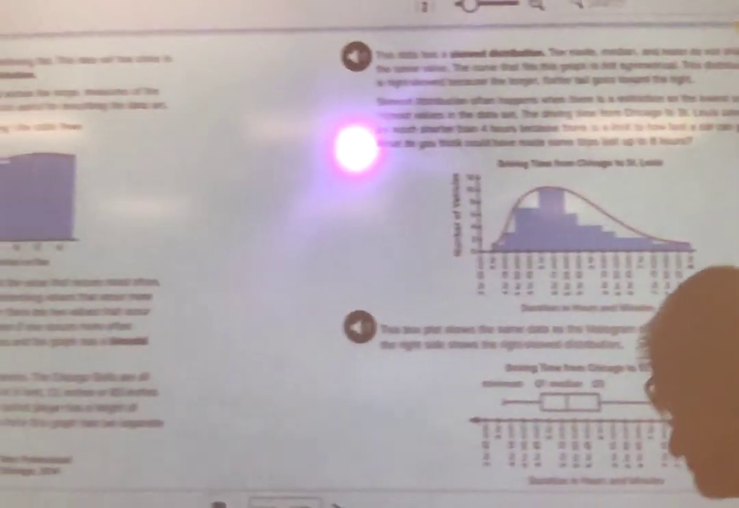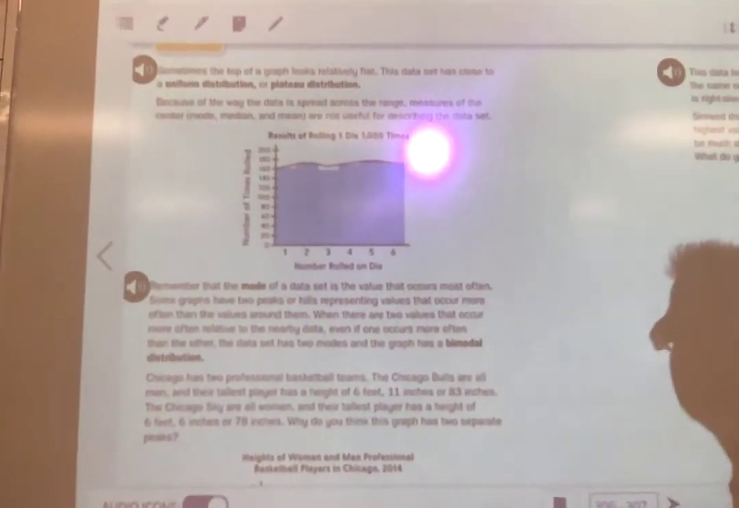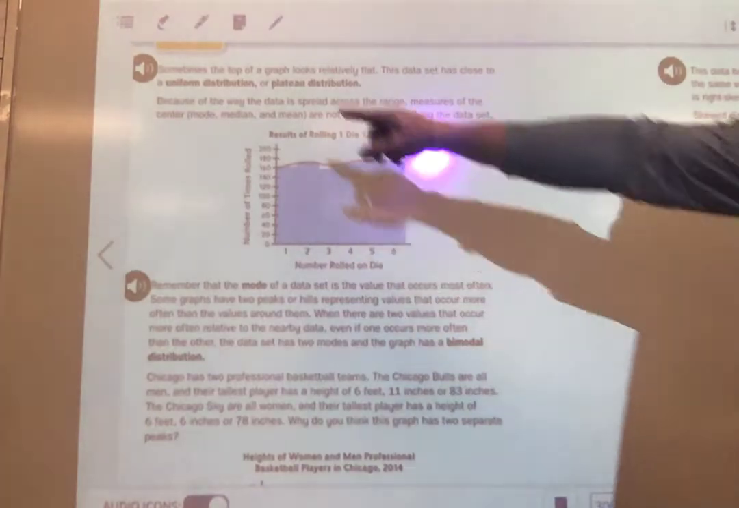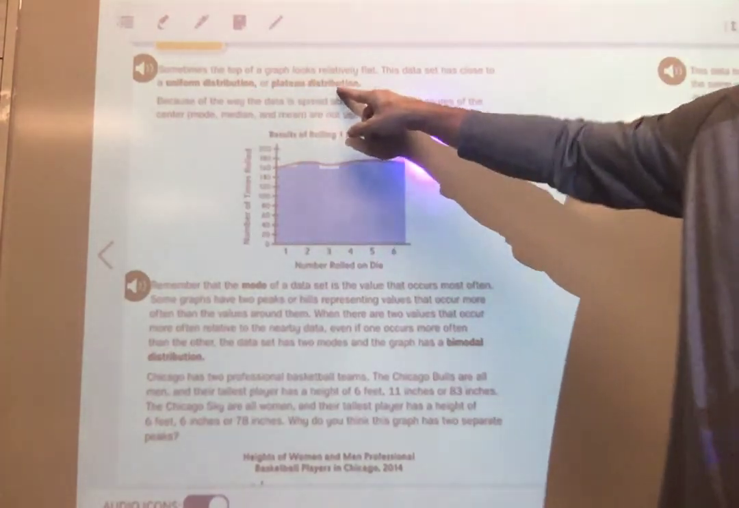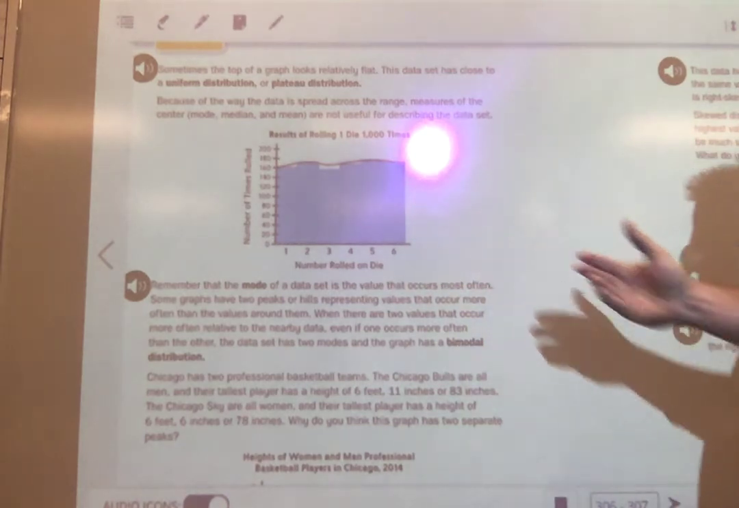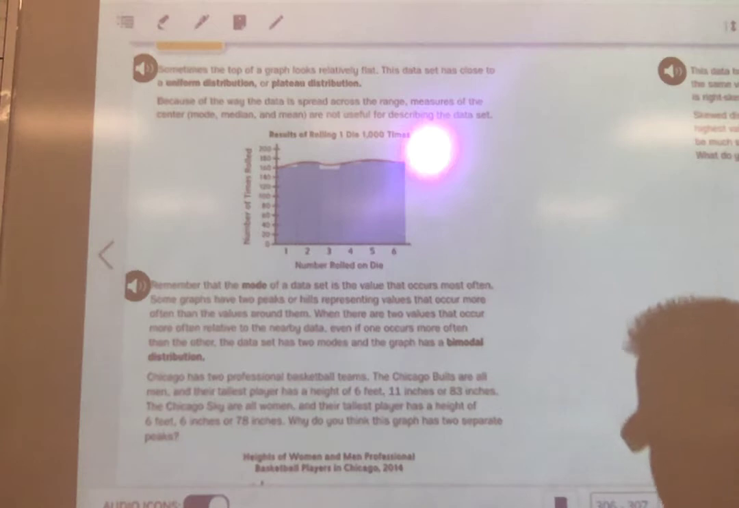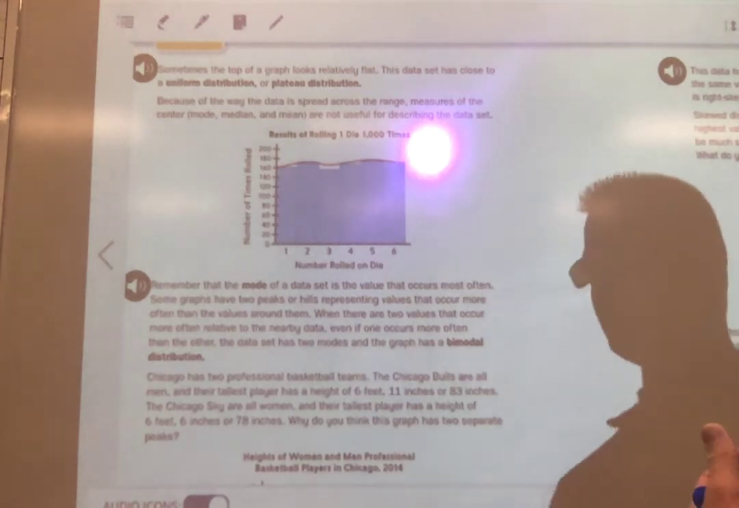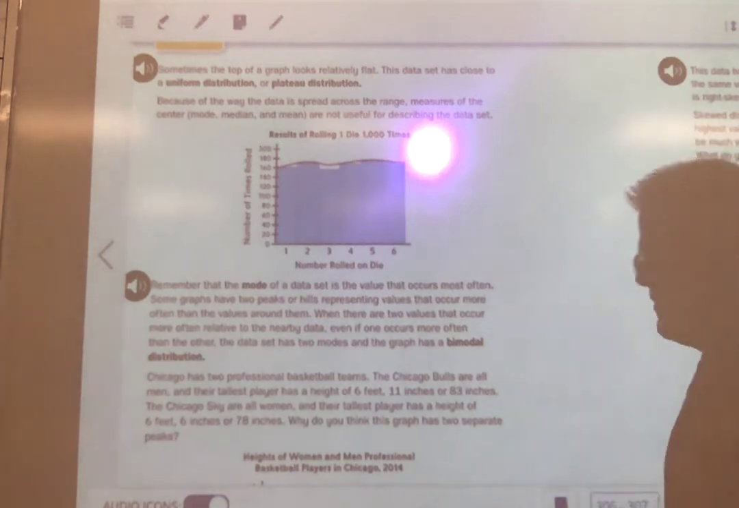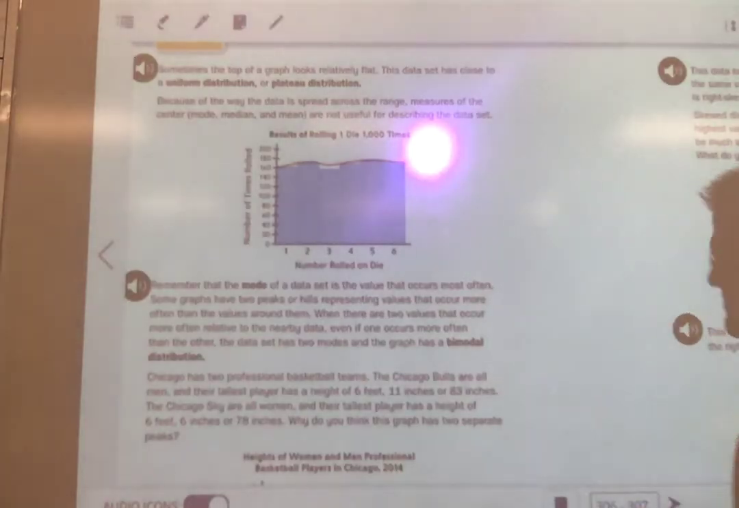Okay. If we go over here and look, there's another type of distribution you might see. We call it uniform distribution or a plateau because it looks like a plateau. In this case, we're taking a look at rolling some dice. Rolling a die 1,000 times, and we know you have about equal odds of rolling a 1, a 2, a 3, a 4, a 5, and a 6. You should roll them a similar amount of times.